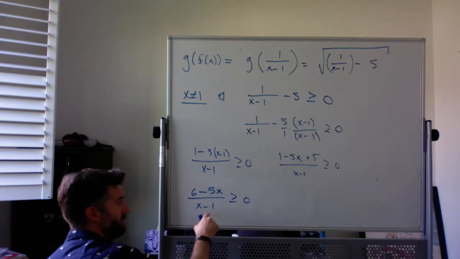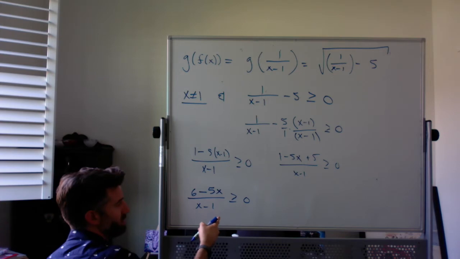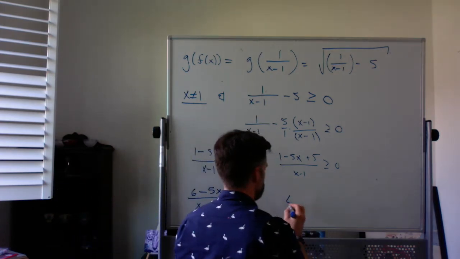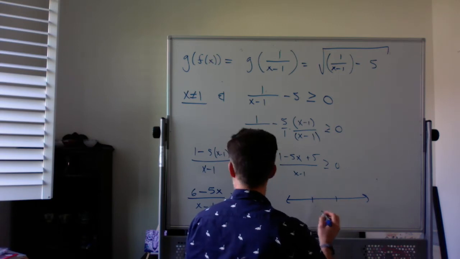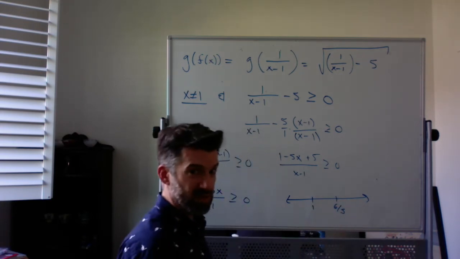So now I need to include the zeros and the undefined points. So where is this undefined? At x equals 1. Where is this equal to 0? At 6 minus 5x equal to 0, so x would equal 6/5. So on my number line, here is 1, here is 6/5. Right? 6/5 is just a little bit bigger.